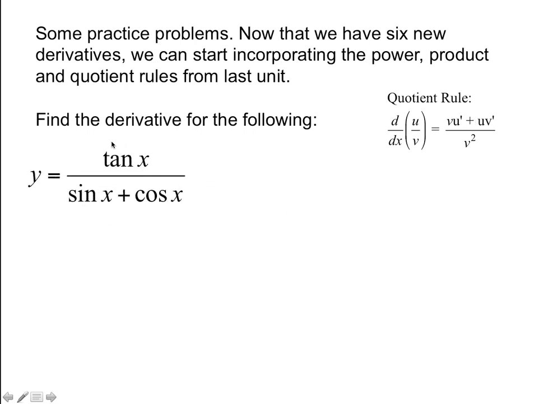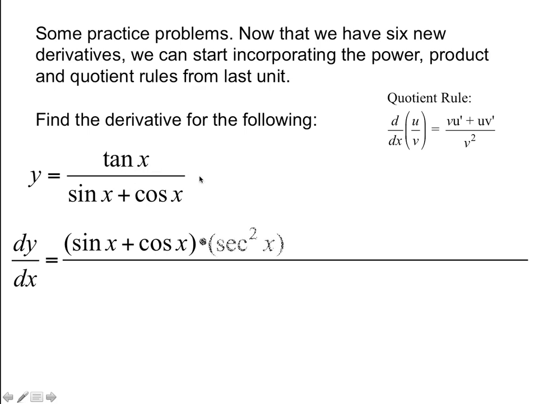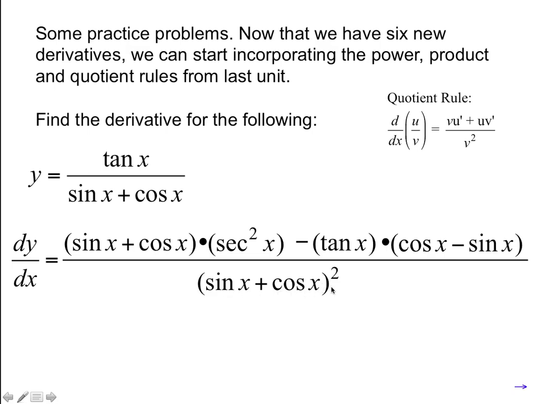So let's find the derivative of tan divided by sine plus cosine. So it's going to be low, so sine plus cosine, times d high, which is secant squared, minus high, which is tan, times the derivative of the low, and we have to take the derivative term by term. So it's going to be the derivative of sine, which is cosine, plus the derivative of this, which is negative sine. So it's going to look like that, cosine minus sine x, and then all over low squared. So sine x plus cosine x quantity squared. And again, no need to simplify this.